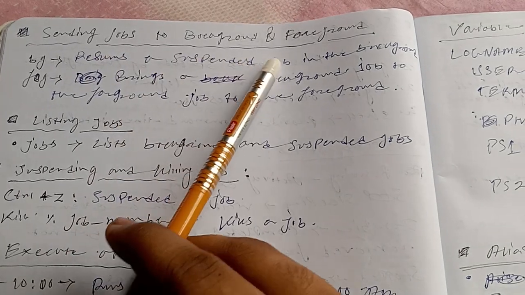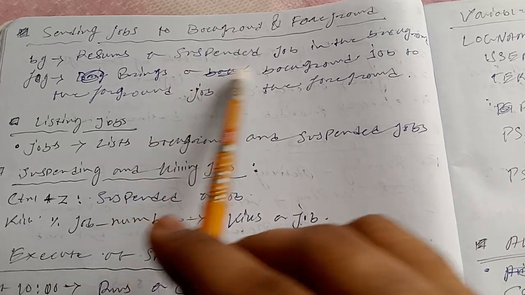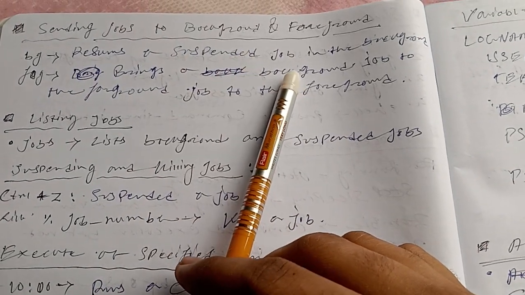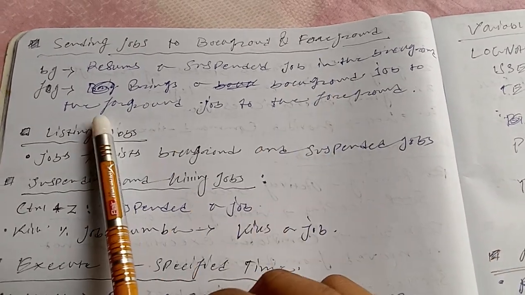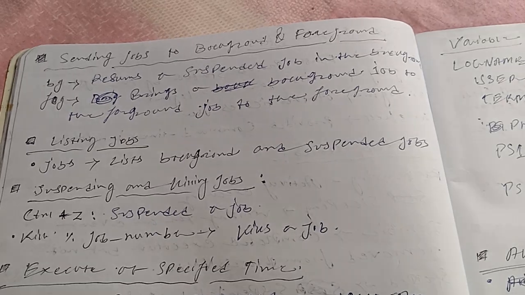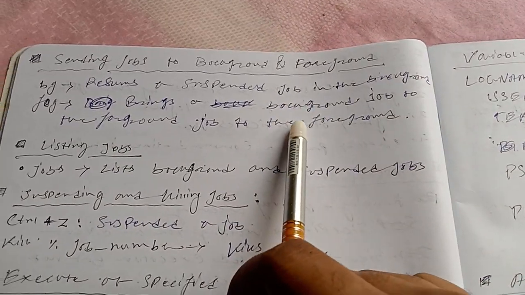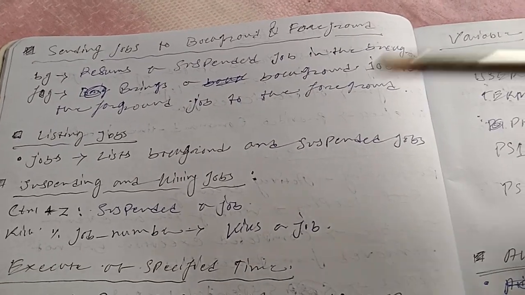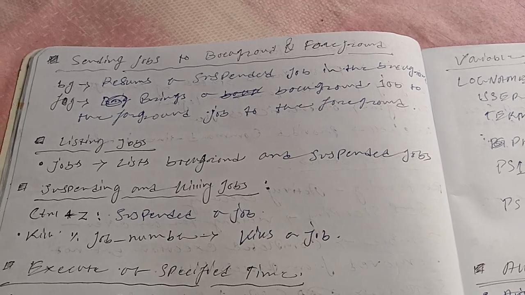Sending jobs to background and foreground. bg resumes a suspended job in the background. fg brings a background job to the foreground.